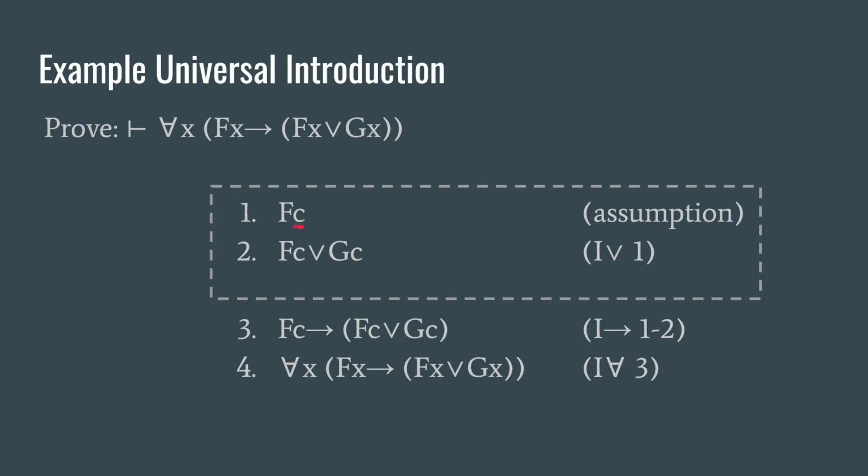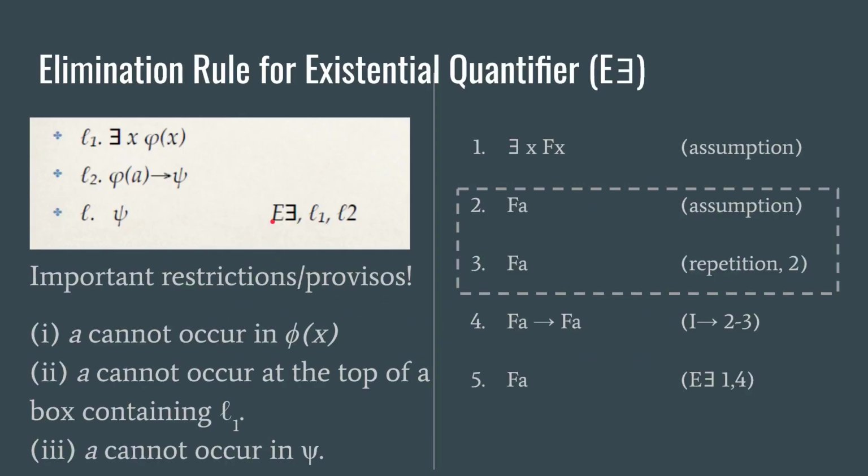Notice c here is present in one of our assumptions, and it's also present in the formula that we're trying to universally quantify. But it doesn't run afoul of proviso 2 because the c in the assumption is already closed off. We've discharged that assumption. It's no longer an open assumption. The rule for the elimination of the existential quantifier is similar in that we need some restrictions or provisos to make sure that rule doesn't go astray.